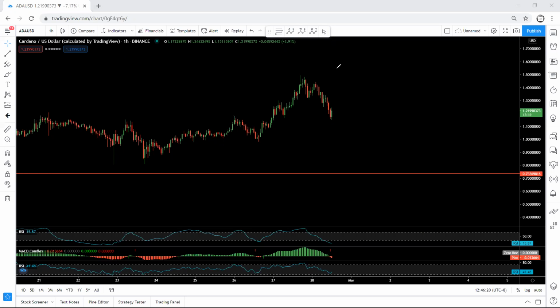Then from there we can look for a buy, and the stop loss will be, for example, if it continues from here, below this. We don't risk a lot, because the price is at the top.